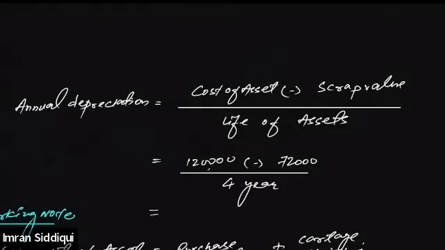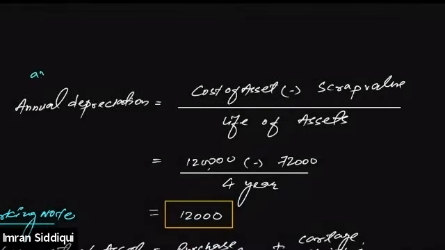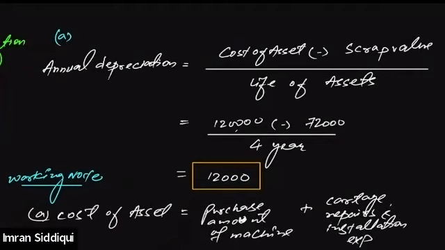Done. This is it. Now we just need to subtract 72,000 from 1,20,000 and divide this amount by 4. We will be getting 12,000. So this will be our annual depreciation. Tell me if this is clear or not. Yes, sir. This was part A of the question, wherein we were required to find out the annual depreciation.